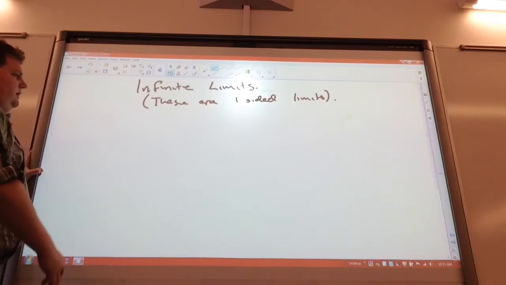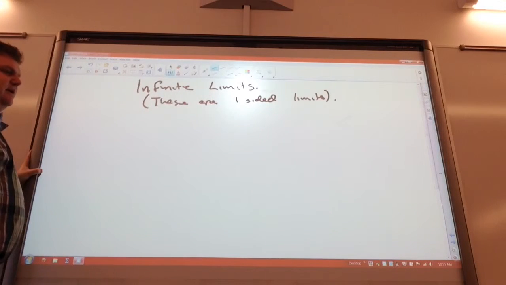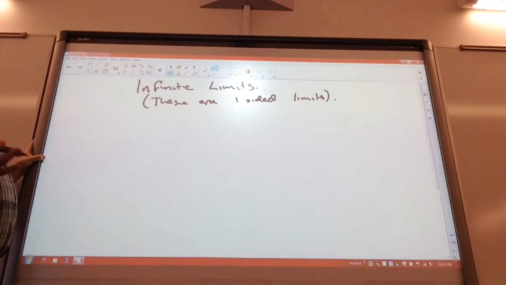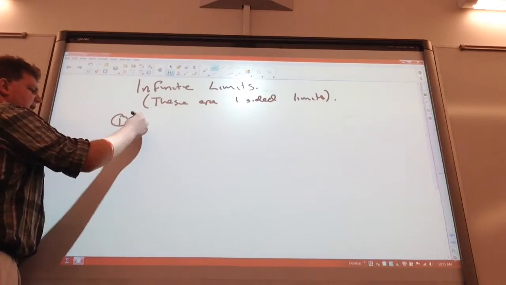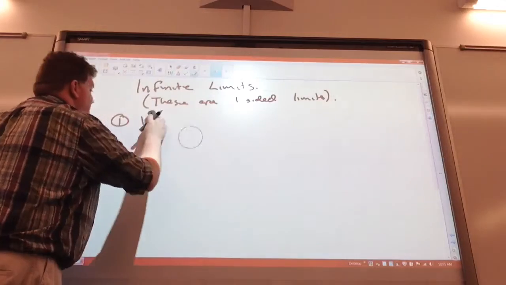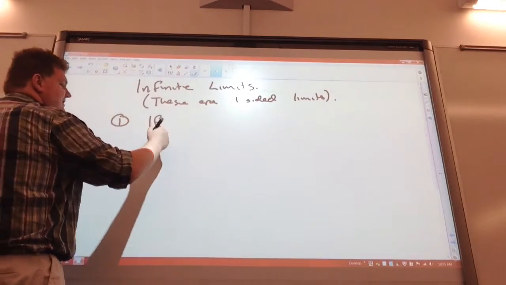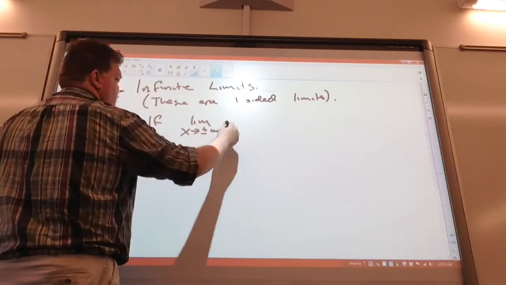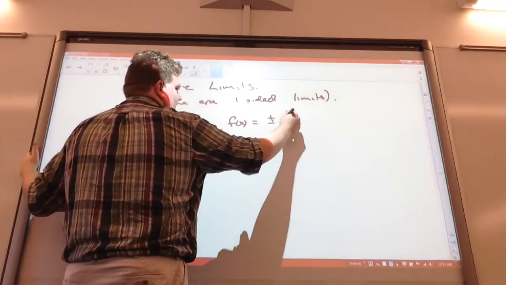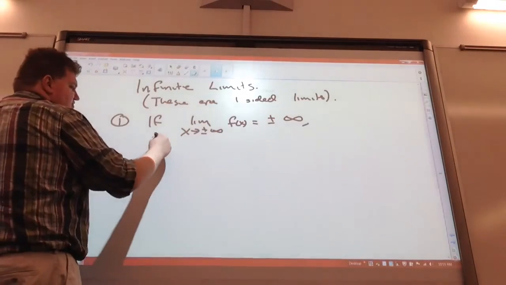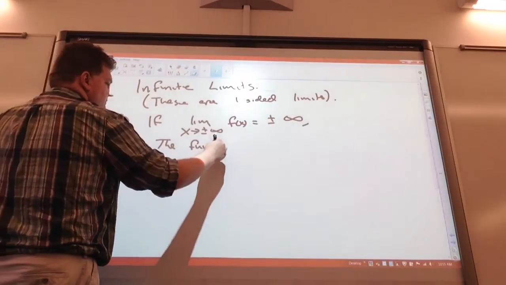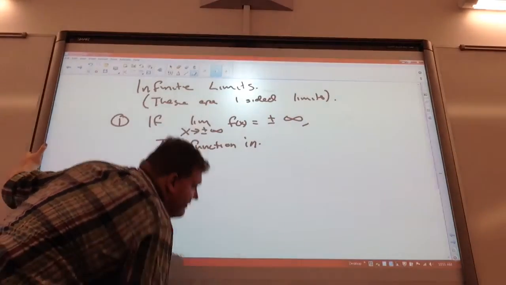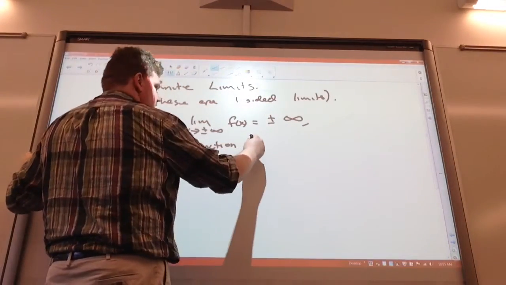Okay? As far as actually calculating an infinite limit goes, though, they work pretty much the same as a regular limit. They do end up telling you things about our function. If the limit as x goes to plus or minus infinity is equal to plus or minus infinity, what this just tells us is the function is normal, essentially. Or as normal as a function can be. That's essentially just telling us the end behavior.